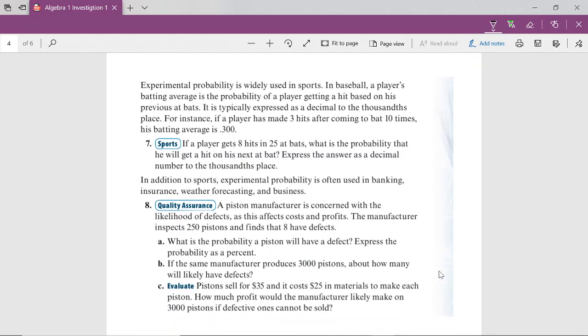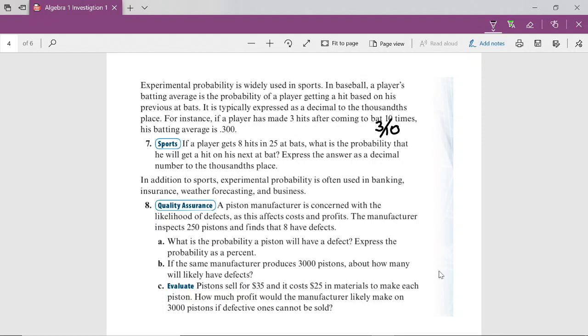So experimental probability actually comes up a lot in real life, especially in sports. Baseball is a really good example of many, many different statistics that are truly just experimental probability. So in baseball, a player's batting average is the probability of the player getting a hit, actually hitting the ball and getting on base, based on his previous at-bats. It's typically expressed as a decimal to the thousandths place. For instance, if a player made 3 hits after coming to bat 10 times, that would be 0.3, but we would show it as 0.300 to that thousandths place. So that just came from doing 3 over 10.